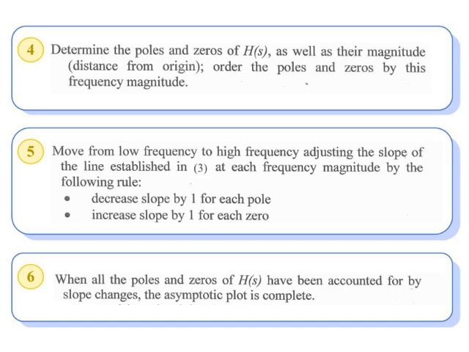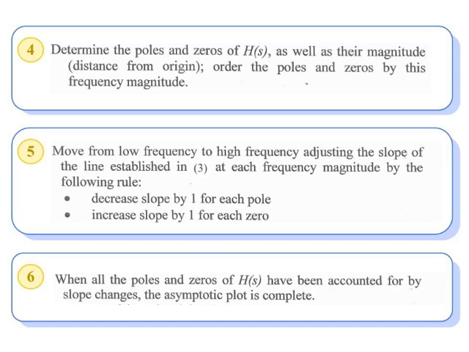In step 5, we'll move from low frequency to high frequency, and we'll adjust the slope of the line that we established in step 3 at each frequency magnitude by the following rule. For each pole, we'll decrease the slope by 1, and for each zero, we'll increase the slope by 1. So we move from low frequency to high frequency, adjusting the line every time we come to a pole or zero frequency magnitude. And this is why it's important to have them ordered from low frequency to high frequency, because we'll successively adjust the slope of the line.